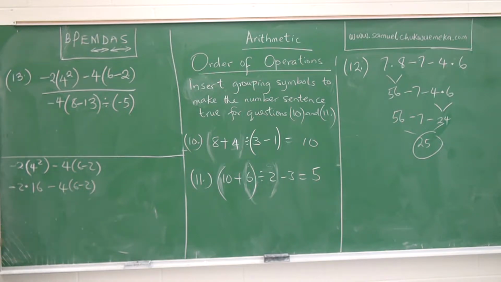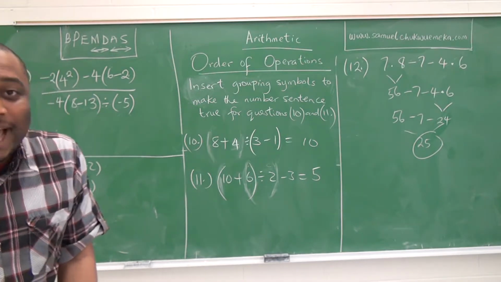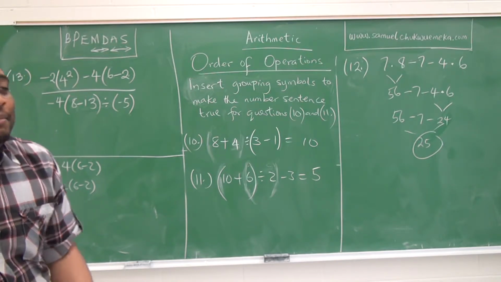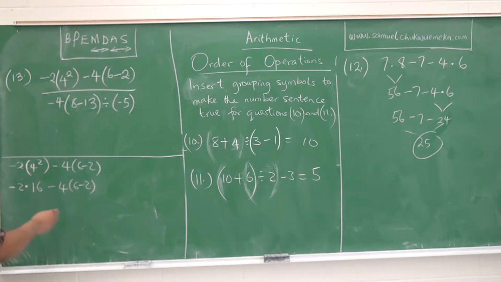I'm doing it one operation at a time, but some people might just do 4 times 4. It's not going to hurt, but I suggest doing one operation at a time. Also, if you're timed, you need to be a little bit fast, but as you solve more questions, you will become familiar, and you just do it right away. So now this will be -2 times 16 minus 4 times 4.